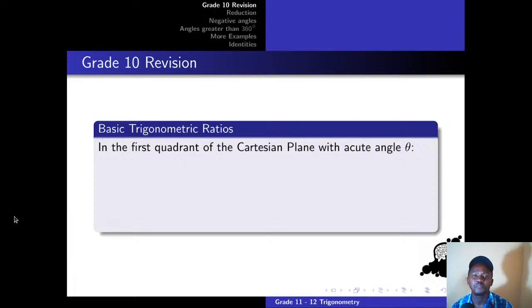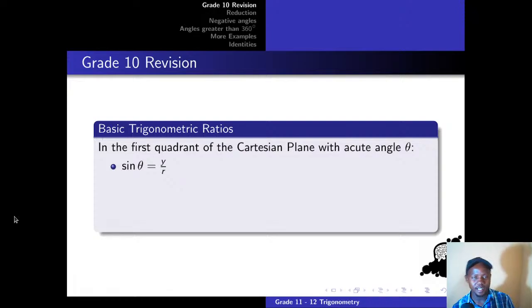Now, in some instances, you also worked with the Cartesian plane. And basically, since all angles are acute angles, all angles are less than 90 degrees, this would imply that when solving questions involving the Cartesian plane, you would only work in the first quadrant. Now, for angles in the first quadrant, the sine of theta would be expressed as y over r.